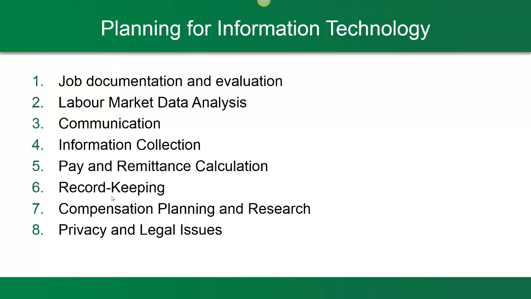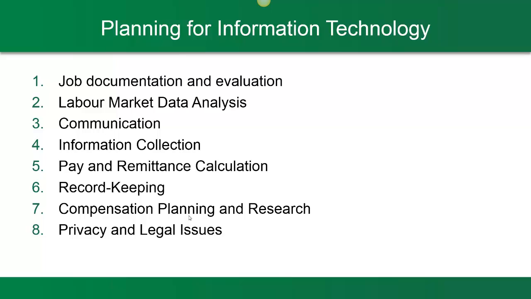So there's certain record keeping that we might do through a human resources information system, which could be a subset of this larger IT system. So we need to make sure we have all that record keeping for the HR staff available. We also need to look at compensation planning and research. So what kind of information do we want to keep in addition to the information that we've stated above?